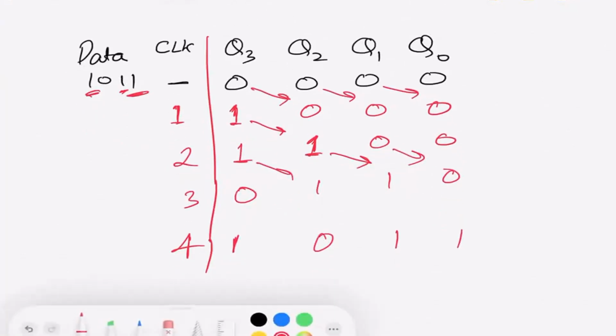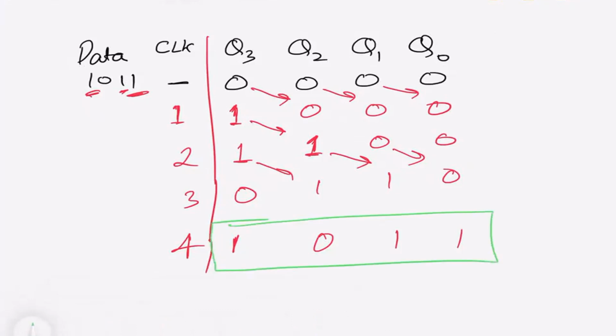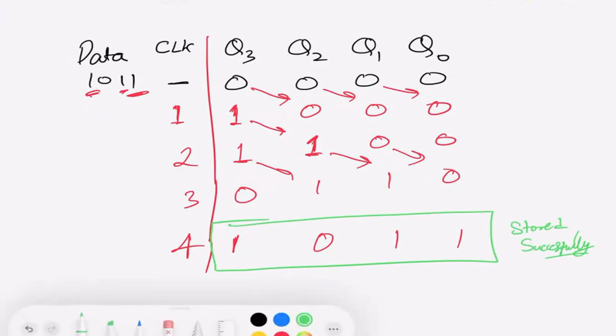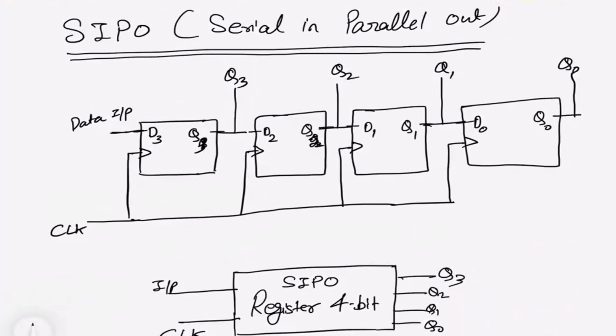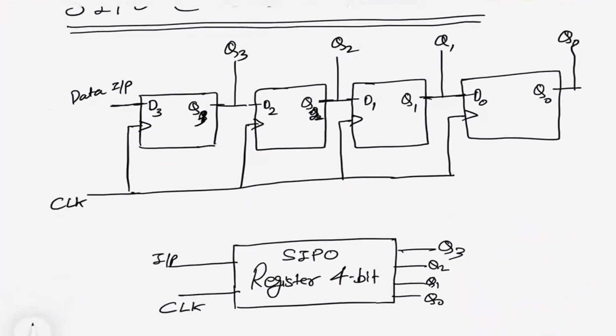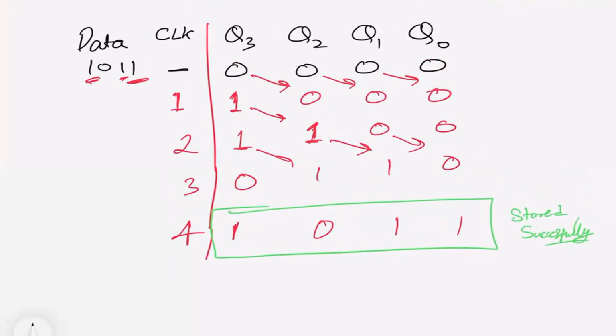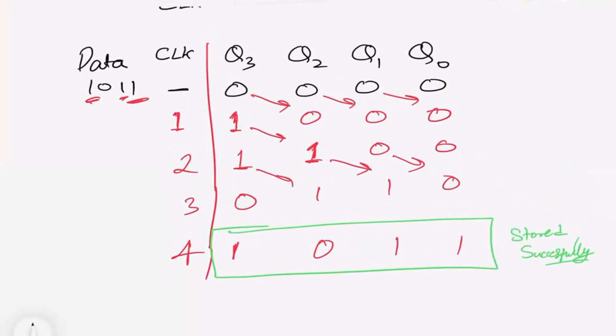This is similar to the previous case, and this is stored successfully. So this is the way you can store your data inside this 4-bit serial input, parallel output shift register. Okay. Now, for extracting this data from this register, we will analyze how many clock pulses we need.